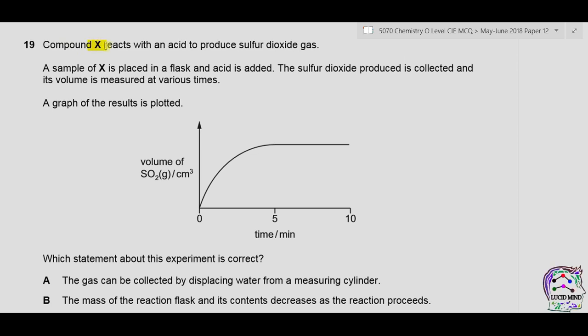Question 19. Compound X reacts with an acid to produce sulfur dioxide gas. A sample of X is placed in a flask and acid is added. The sulfur dioxide produced is collected and its volume is measured at various times. A graph of results is plotted. This is the graph. We have volume of sulfur dioxide that is formed in centimeter cube on y-axis, and we have time on x-axis. We can see that after a certain time the reaction stops. Which statement about this experiment is correct?